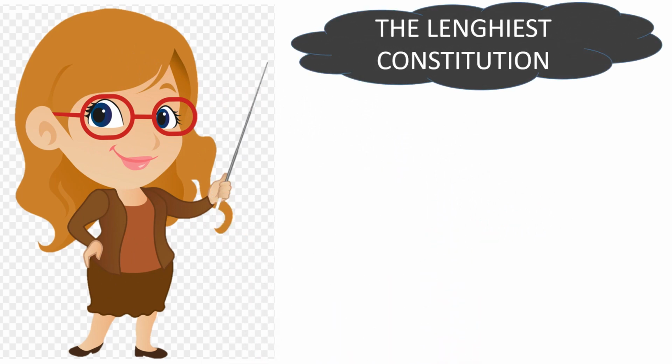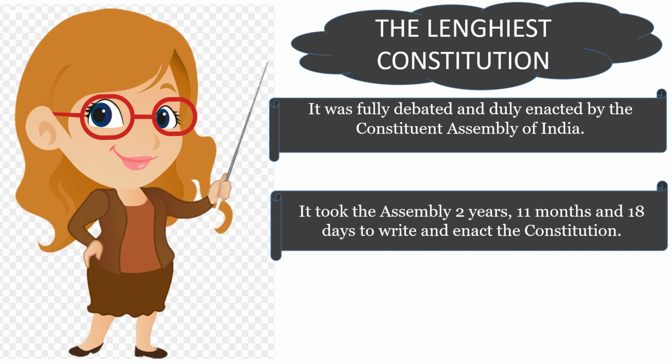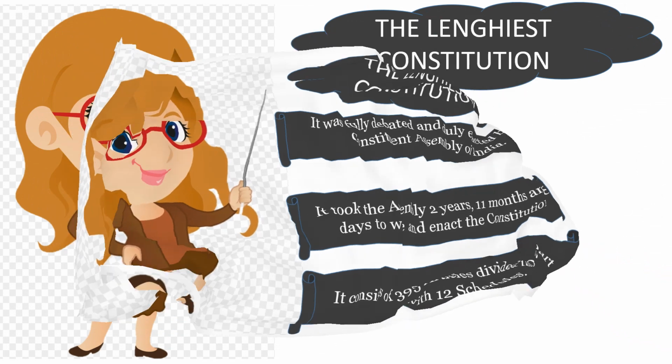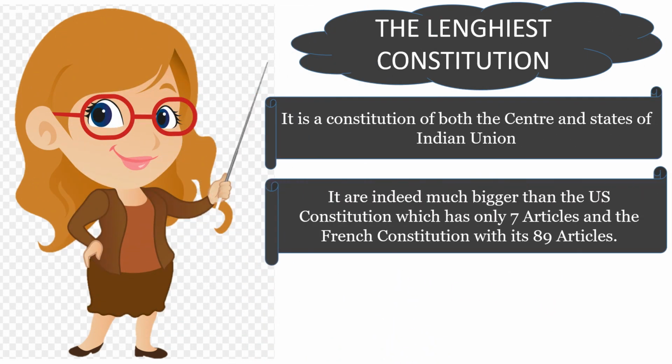As we know that it is well debated, it took the Constituent Assembly 2 years, 11 months and 18 days to write and enact the Constitution. The Constitution was initially divided into 395 articles and 22 parts with 12 schedules, which is much bigger than the US Constitution, which only has 7 articles, and the French Constitution, which has 89 articles. As studied before, it is applicable on center and state of the Indian Union.